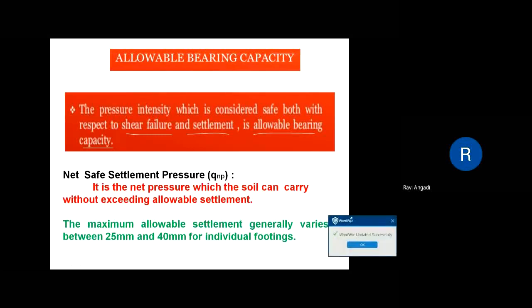Then the net safe settlement pressure. What is the net safe settlement pressure? It is the net pressure which the soil can carry without exceeding the allowable settlement. The maximum allowable settlement generally varies between 25 mm and 40 mm for individual footings. So the net safe settlement pressure is the net pressure which the soil can carry without exceeding the allowable settlement.